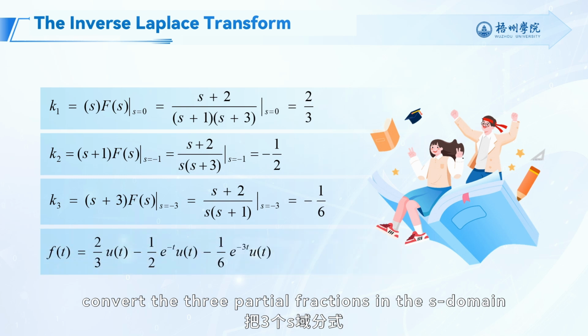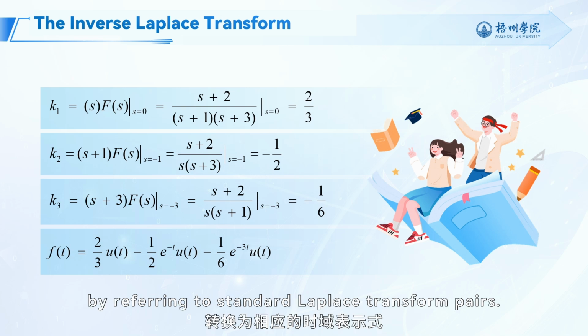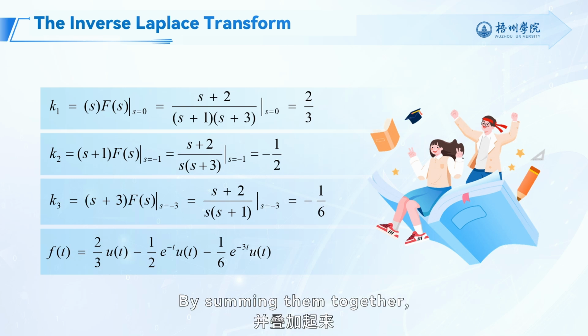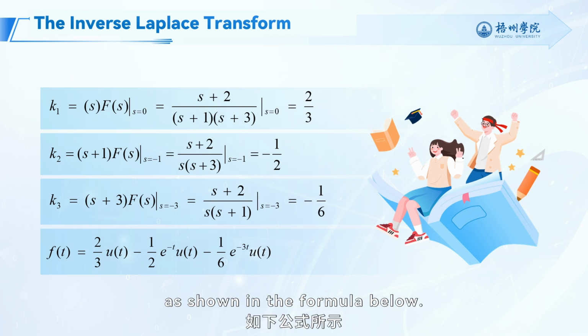Finally, convert the three partial fractions in the S domain into their corresponding time domain expressions by referring to standard Laplace transform pairs. By summing them together, we obtain the expression for the signal f(t), as shown in the formula below.